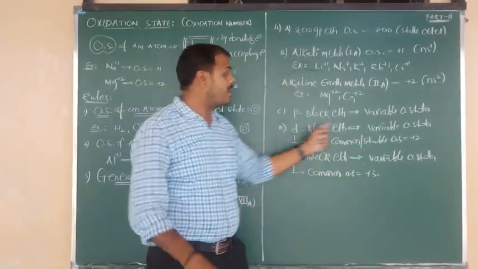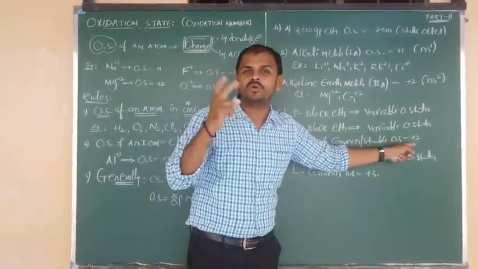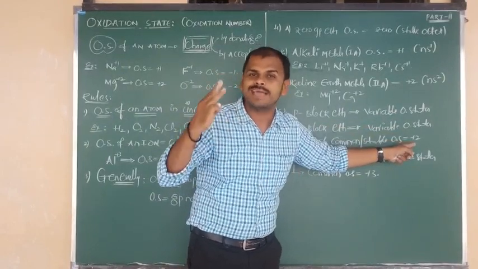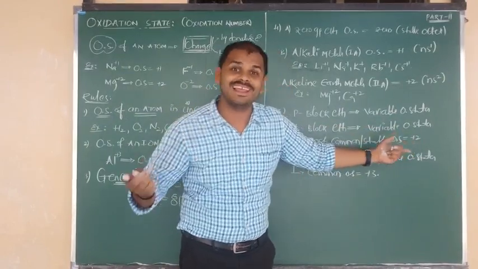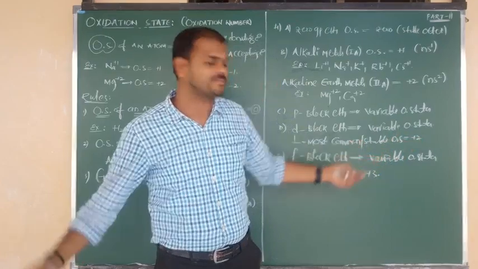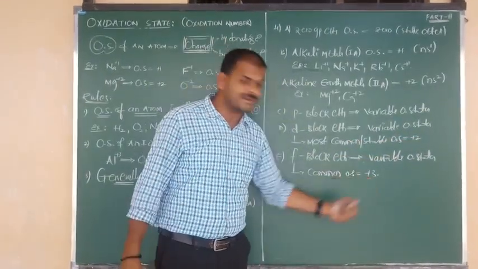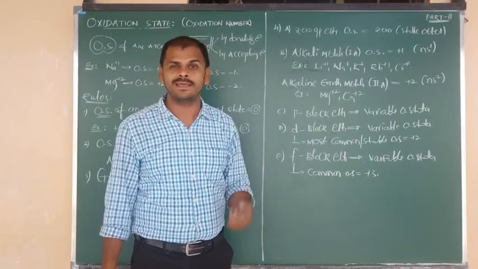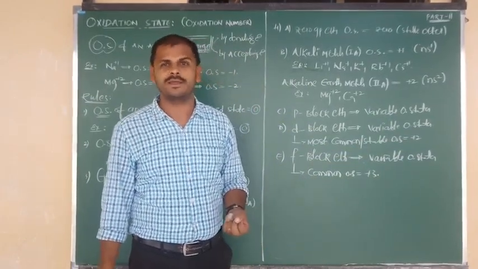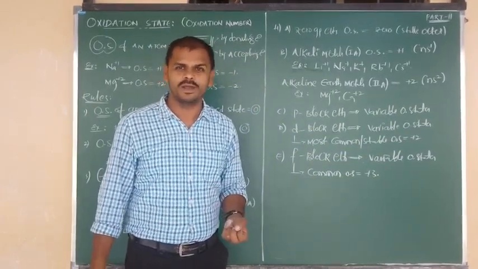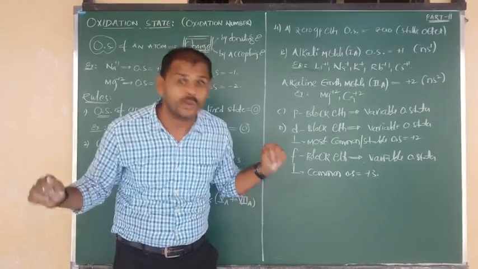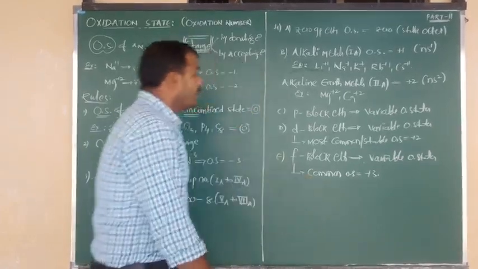But for d block, common is +2: Mn +2, Ni +2, zinc +2, scandium +2, nickel +2. Like that we can write a number of examples. Good. F block elements show variable, in that the common one is +3. Lanthanum +3, cerium +3, lutetium +3, thorium +3, like that you can write the examples. I hope you understand.